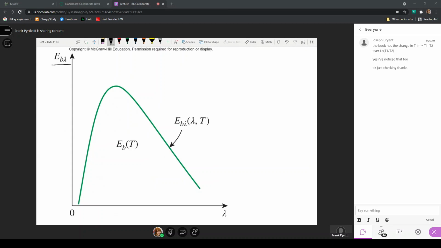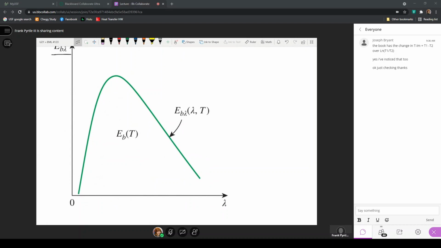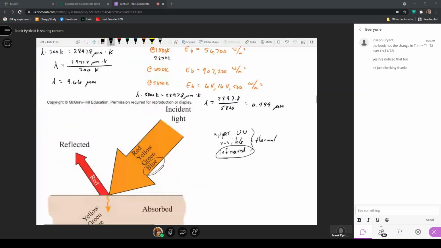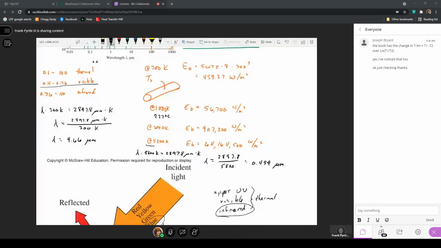Now, I point this out because often we might be interested in, okay, well, if E_b, which is the black body emissive power, is all the area under that curve, and gives me an expression of a heat flux, which is watts per meter squared, well, what if I want to know, let's say for the sun, the total area under that curve is over 64 million watts per square meter.